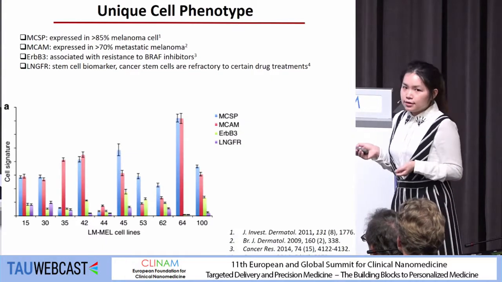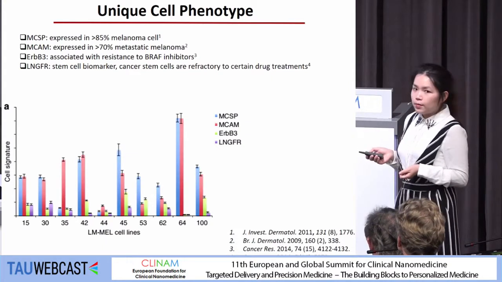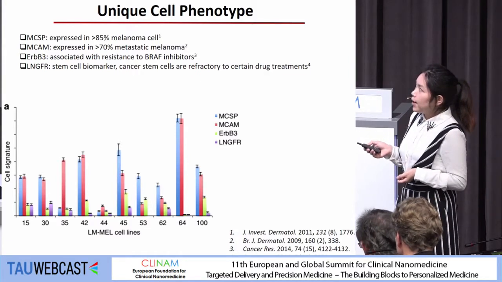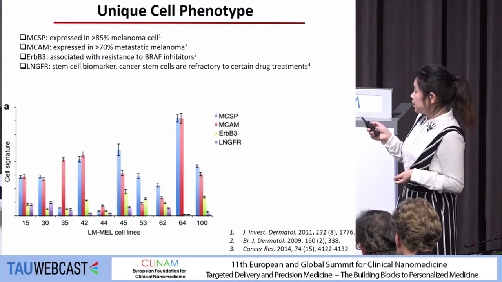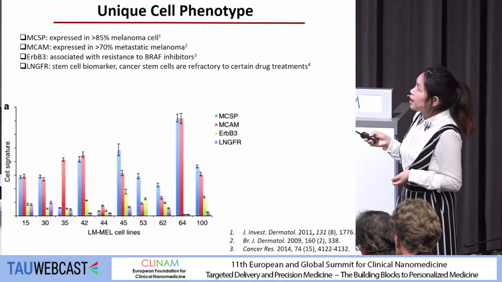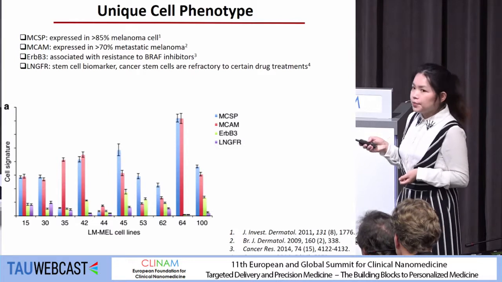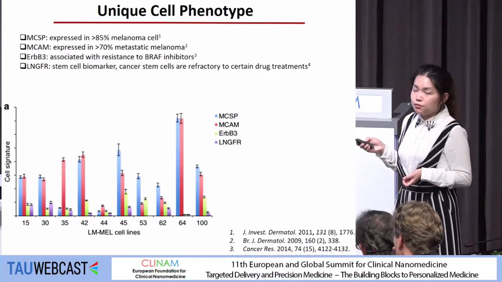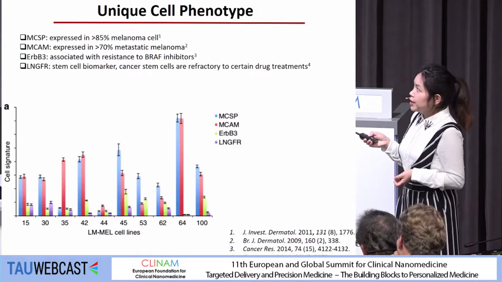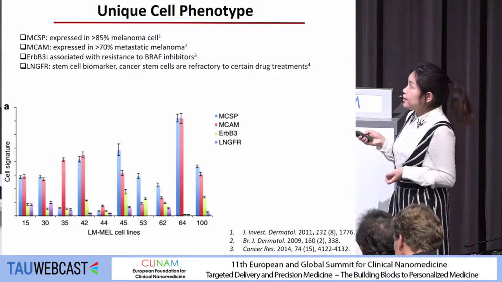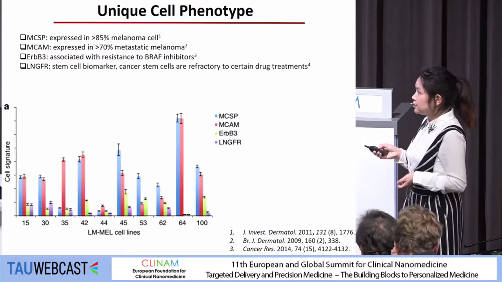In this project, we use melanoma as the model. We typically look at 4 biomarker expressions. MCSP and MCAM are highly expressed in melanoma. ERBB3 is involved in the PI3K signaling pathway, which is relevant to the development of drug resistance. LNGFR is a stem cell biomarker, which can also indicate the development of drug resistance.